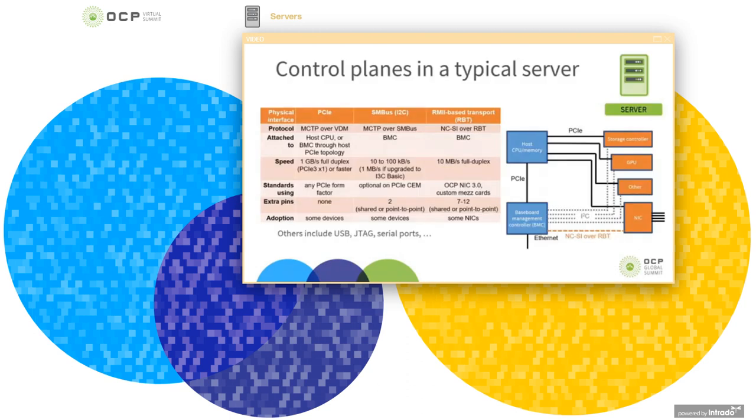When we look at a computer architecture today, we see numerous control planes exist. This makes it very tough on system design, especially for those working with BMCs. In a typical computer, we see PCI interfaces, SMBus interfaces, RBT interfaces, as well as USB, JTAG, serial ports, lots of ways to configure and control things. And there's not really a standard amongst all of these.